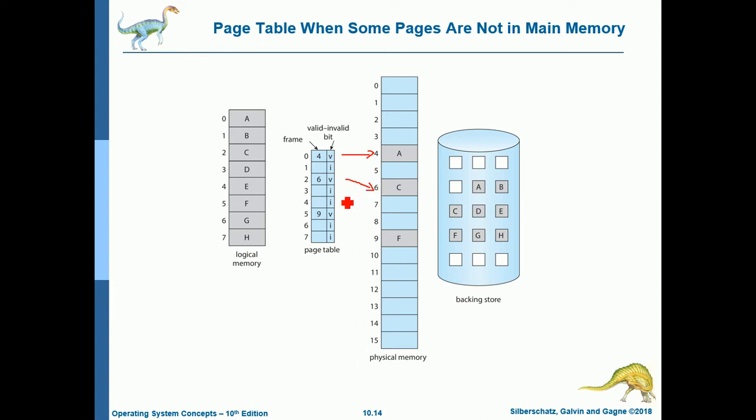Then we have here page 5, which contains F, so it will be stored in frame number 9. So it means that A, C, and F are already in memory, which is why their valid-invalid bit is V, while the others are not yet in memory, so it's still I.